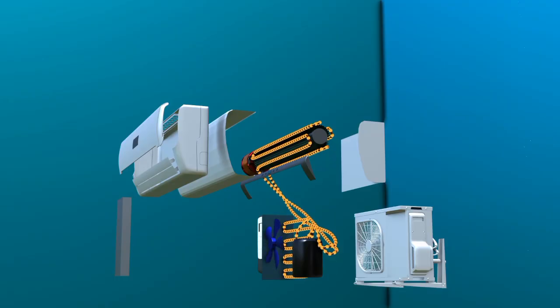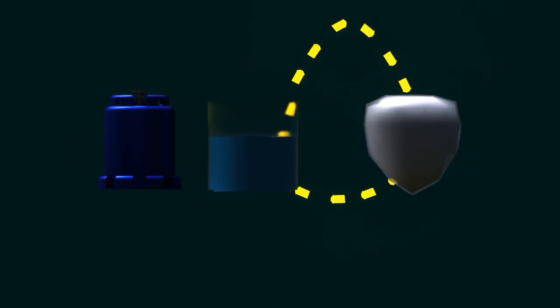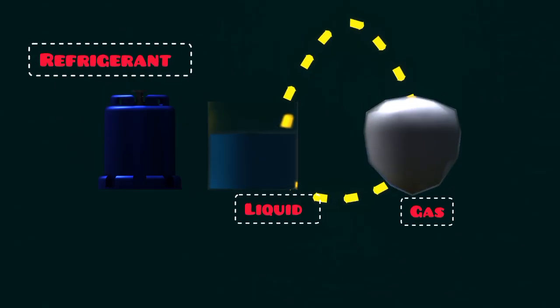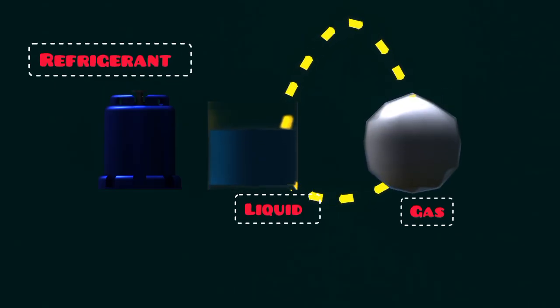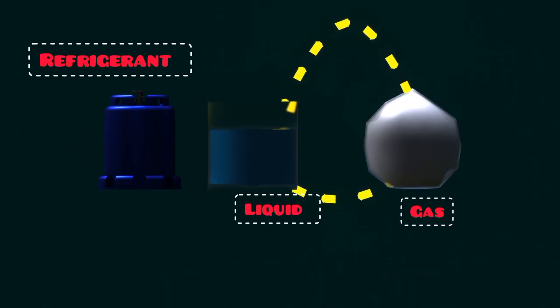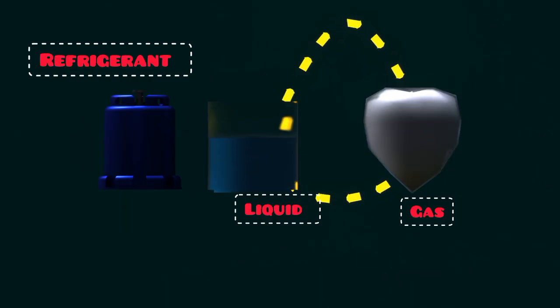At the heart of the system is the compressor. Its job is to circulate a refrigerant through a closed loop of pipework that connects all the components together. The refrigerant is a specially engineered fluid designed to change phase very easily between liquid and gas. This property allows it to absorb and release large amounts of heat with relatively small temperature changes.